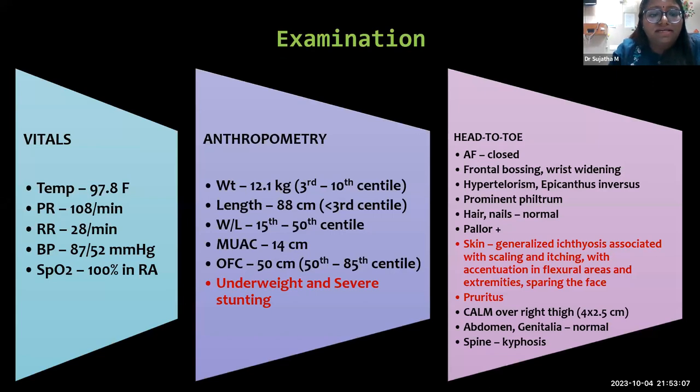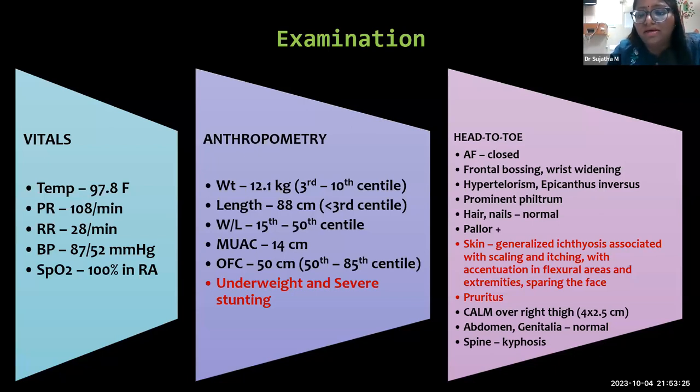Coming to the examination, vitals-wise, the child was stable. Anthropometry revealed the child being underweight with severe stunting and a normal head circumference for age. Head-to-toe examination revealed mild facial dysmorphism in the form of frontal bossing, widened hypertelorism, epicanthus inversus, and a prominent philtrum.